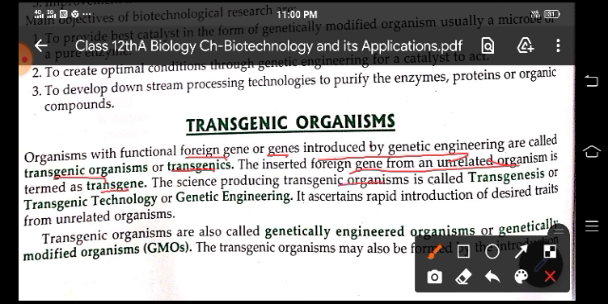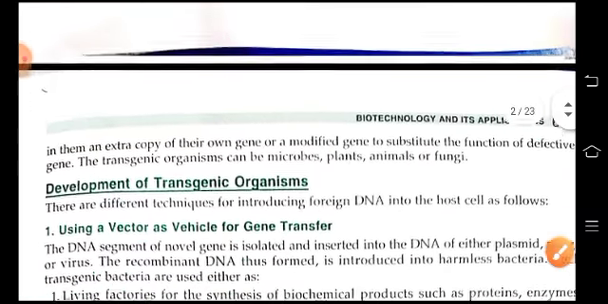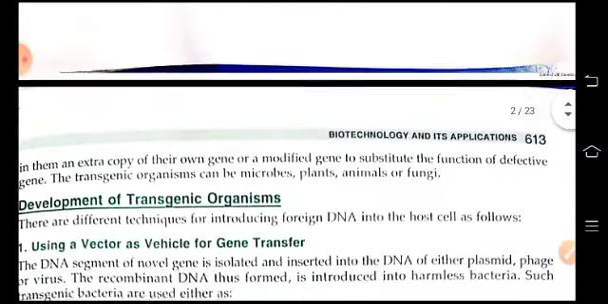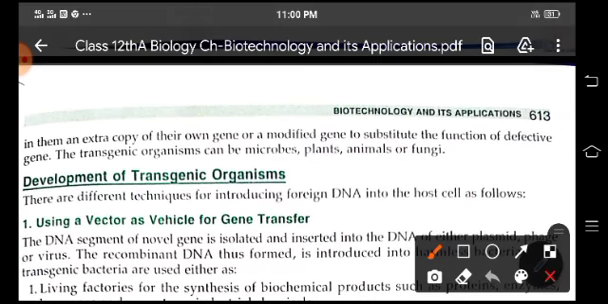It ascertains rapid introduction of desired traits from unrelated organisms. Transgenic organisms are also called genetically engineered organisms or genetically modified organisms or GMOs. The transgenic organisms may be formed by the introduction of an extra copy of their own gene or modified gene to substitute the function of defective gene. They may be microbes, plants, animals, or fungi.